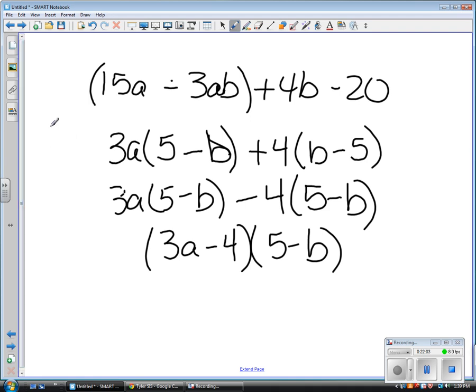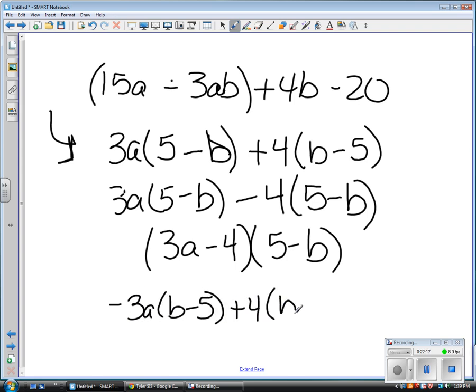Now, when I said right here you could change either one, the other way I could have done it was negative 3A times B minus 5, plus 4 times B minus 5. And then I could have had negative 3A plus 4 times B minus 5. Those are both the same thing. Okay? Either answer is acceptable in that problem.